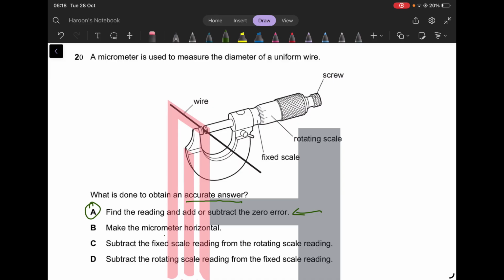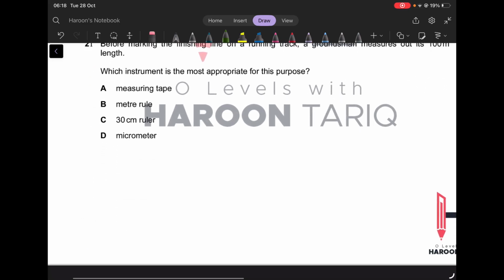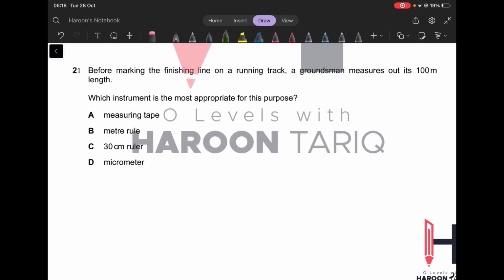Make the micrometer horizontal. That doesn't affect it. Whether it is vertical or horizontal, it has no difference. Subtract the fixed scale reading with rotating scale. No, we add them together to get the final reading. Subtract the rotating scale from fixed. No, we add those to get the final answer. That is the correct answer.